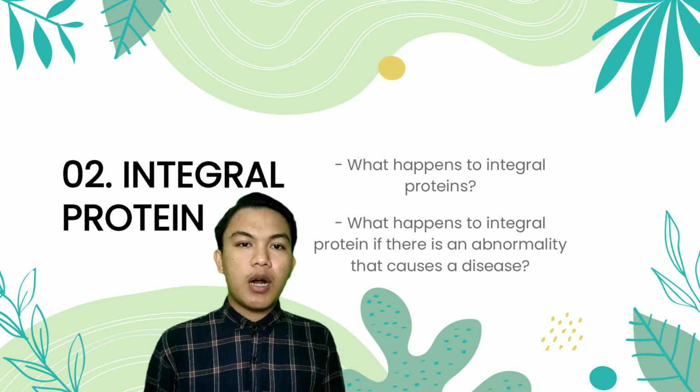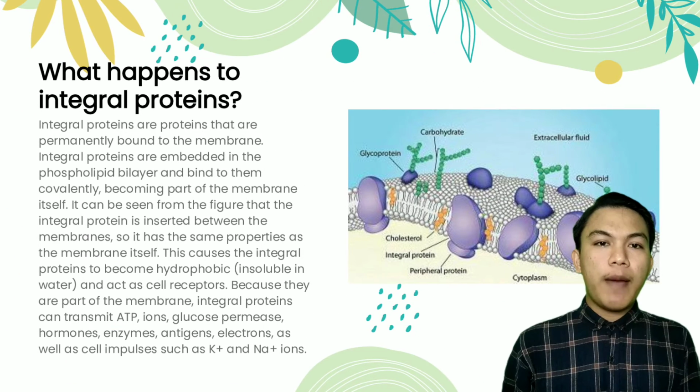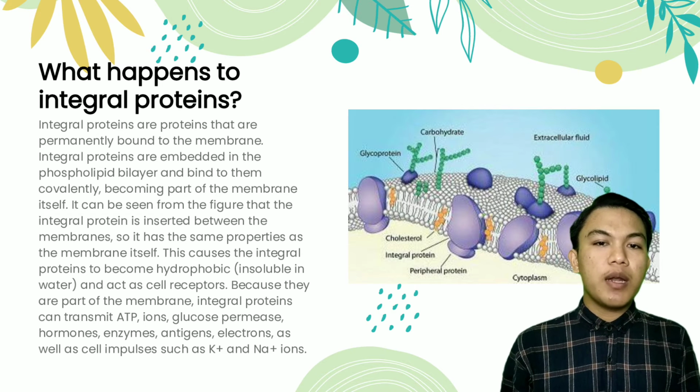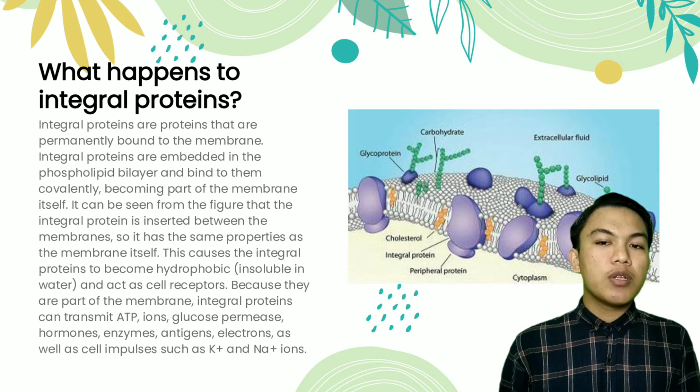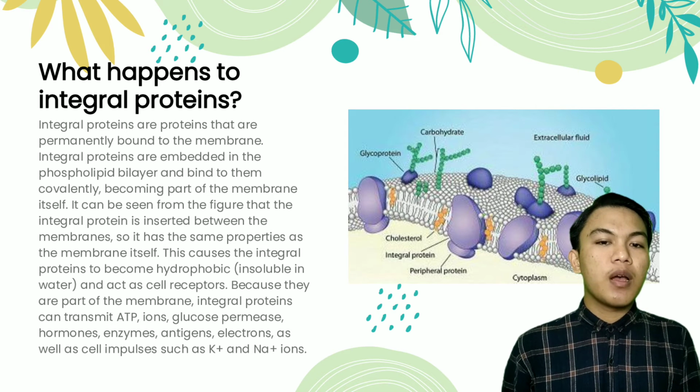Number 2. Integral proteins. What happens to integral proteins? Integral proteins are proteins that are permanently bound to the membrane. Integral proteins are embedded in the phospholipid bilayer and bind to it covalently, becoming part of the membrane itself. It can be seen from the figure that the integral protein is inserted between the membranes, so it has the same properties as the membrane itself.